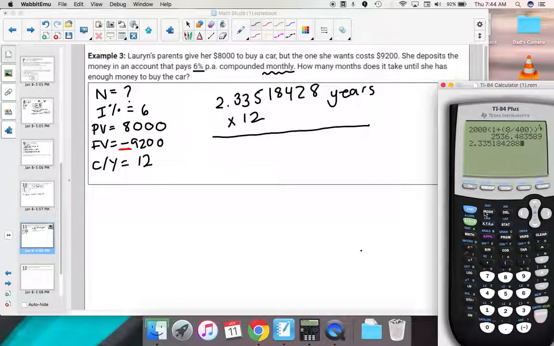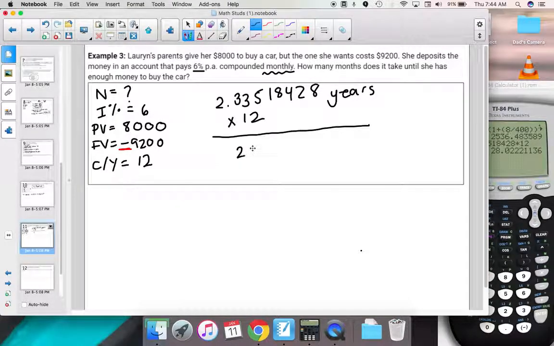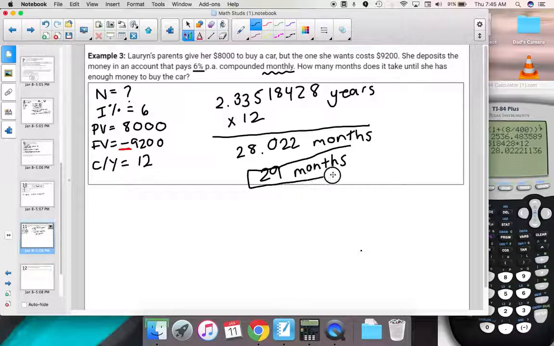Multiplied by 12. And that gives me 28.022 months. So if we're looking for whole months, it's going to take her 29 months in order to have $9,200 in the bank.